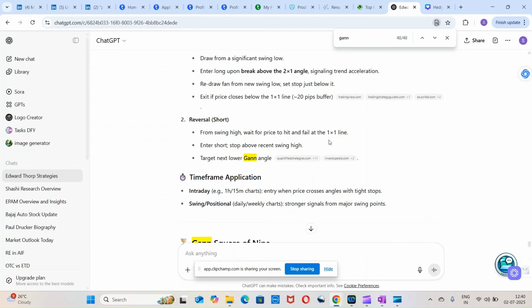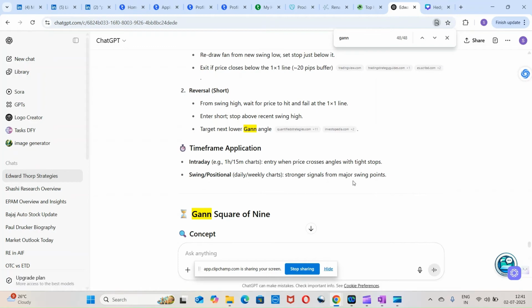Reversal short: from a swing high, wait for price to hit and fail at the 1:1 line. Enter short there with a stop above the recent swing high. Target the next lower Gann angle. So that is shorting, basically reversal. From the swing high you will draw it, and you will use this strategy to short and identify the reversal. Time frame application: intraday, 1-hour and 15-minute charts, entry when price crosses angles with tight stops. Swing and positional: daily and weekly charts, with stronger signals from major swing points.